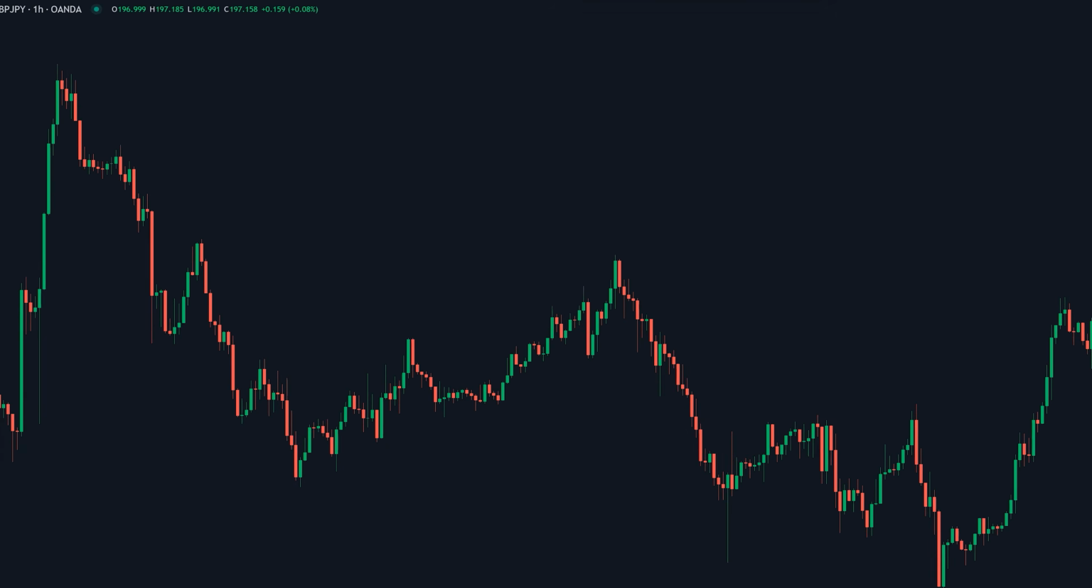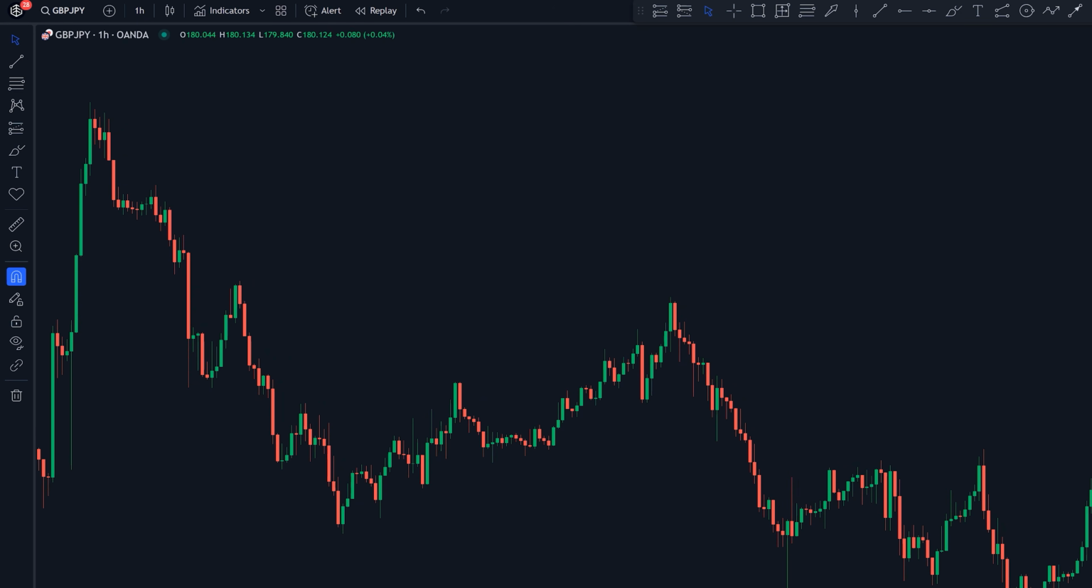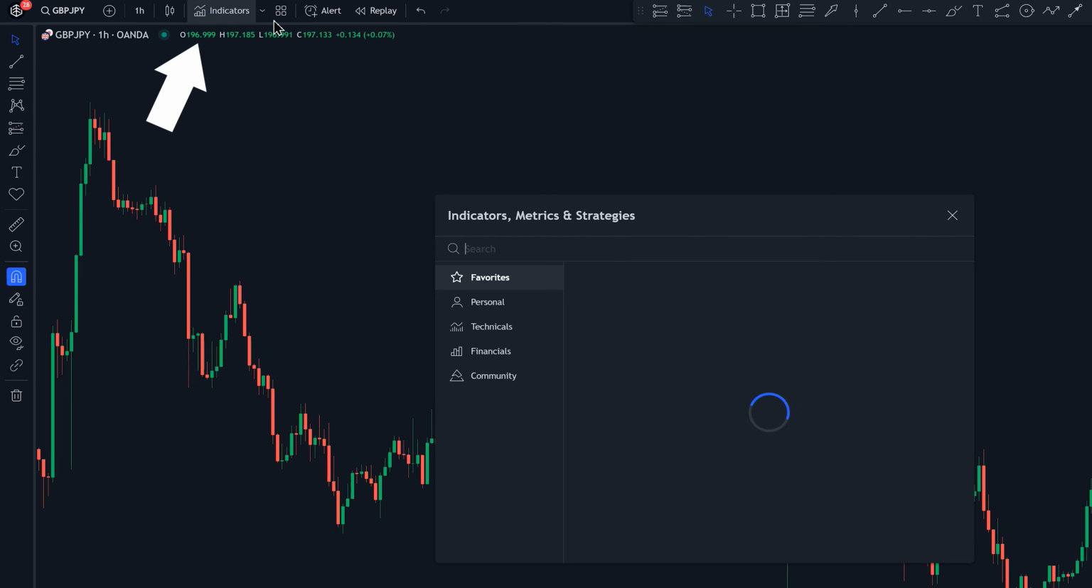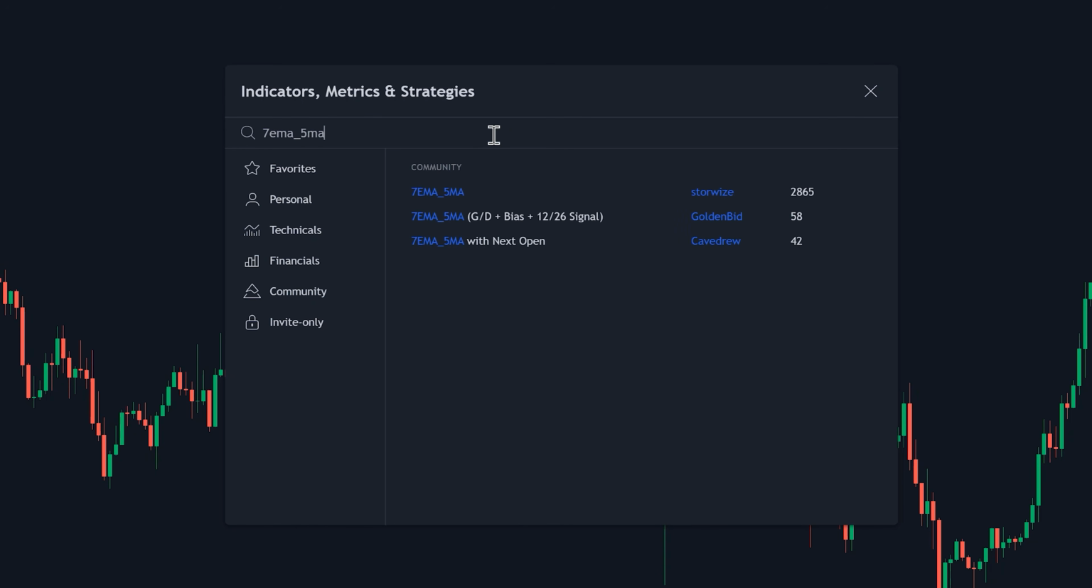So this is the 1 hour time frame of GBPJPY. Now, in order to build this setup, we need to click on the indicator search tab and then type in 7EMA_5MA. Then you need to select this indicator created by Storewise.